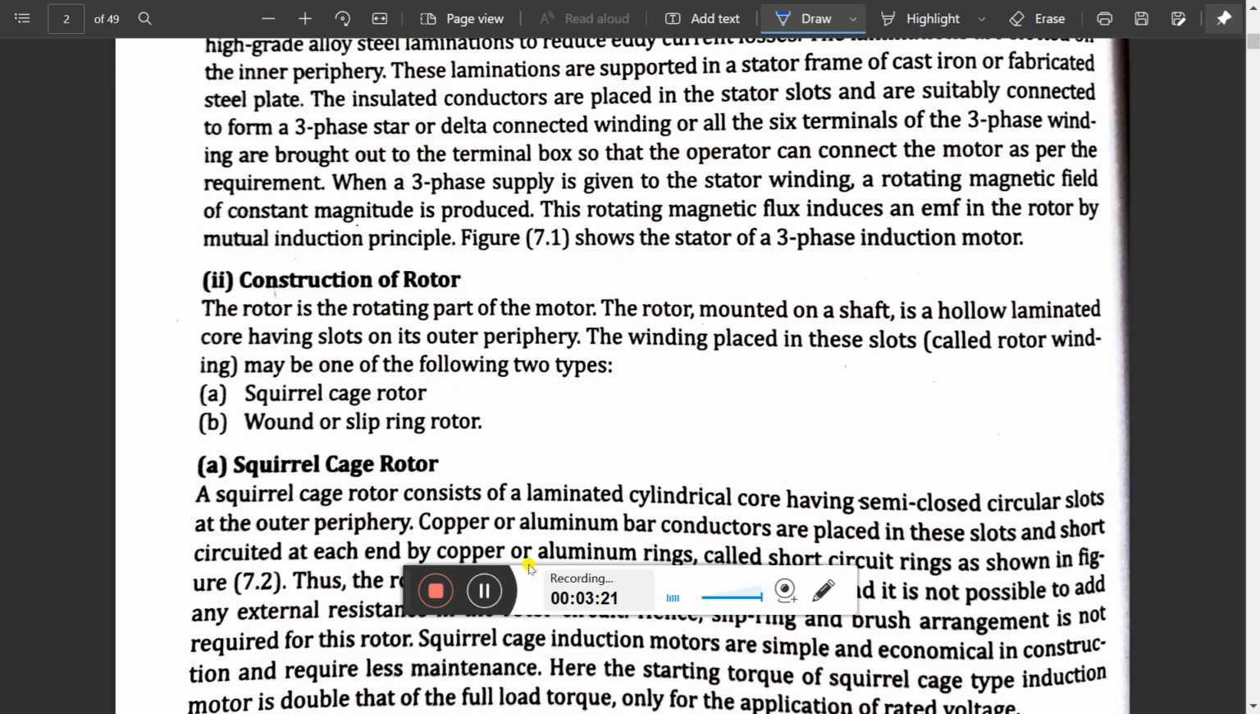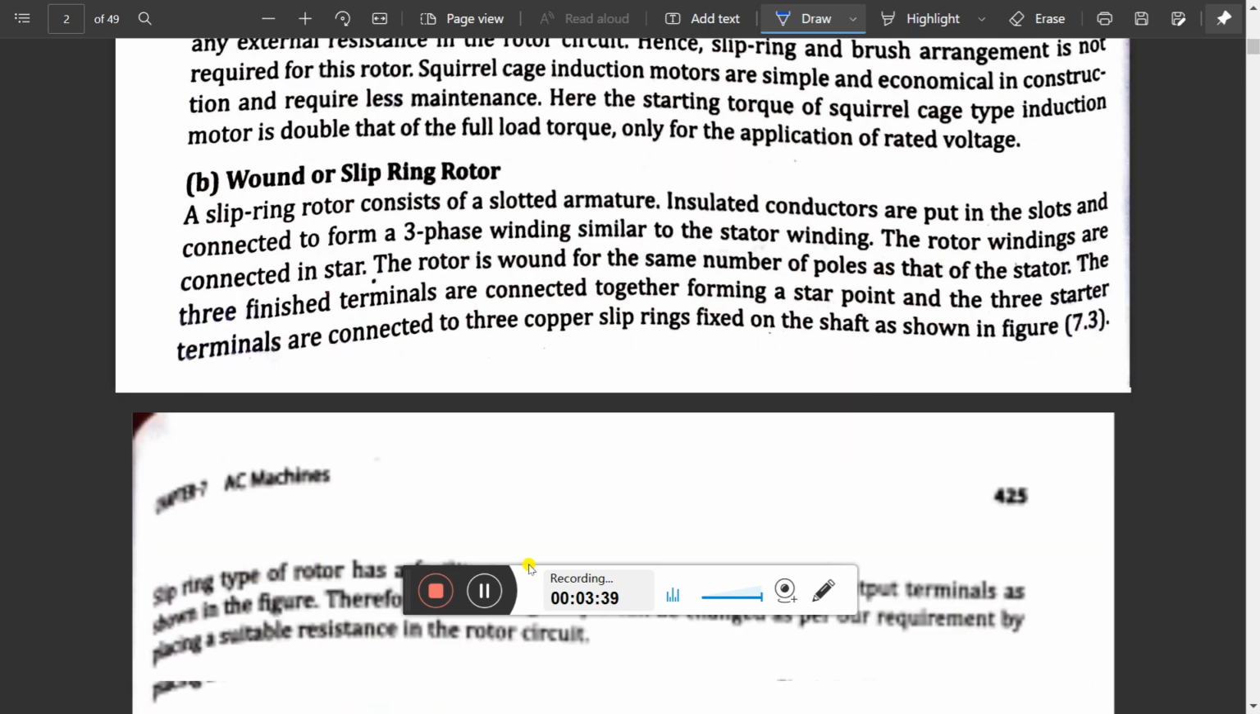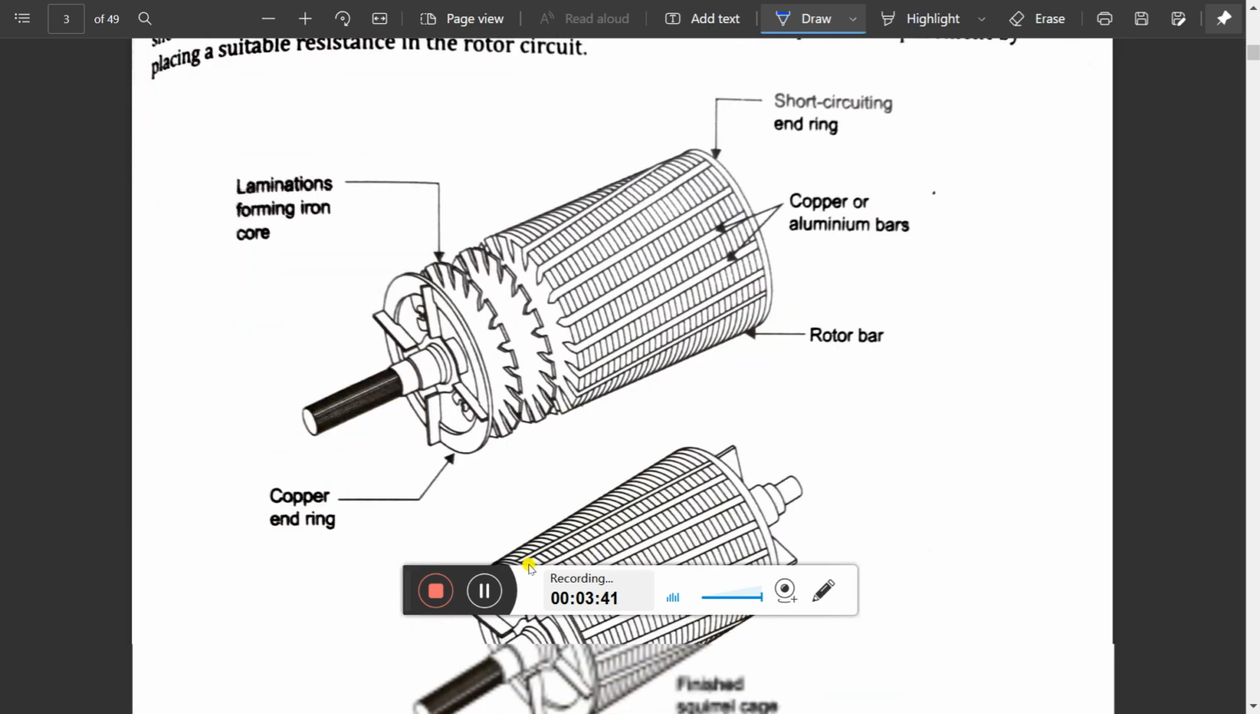Coming to the construction of the rotor, depending upon construction, there are two types of rotors. One is the squirrel cage rotor, another one is the wound or slip ring rotor. It means we have slip rings on the rotor side. If you observe the construction and diagrams, you can easily identify these two types.